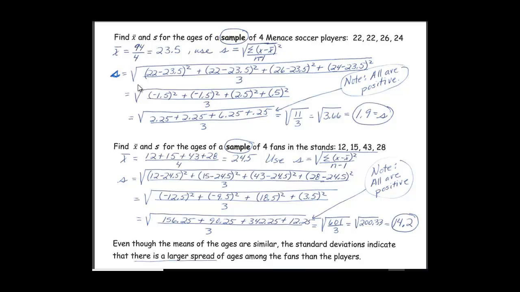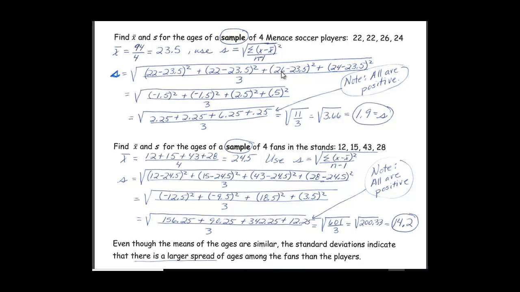So I'm writing down my square root sign. Now I need to calculate the differences of each of these data values, how far they vary from the actual mean for this sample. So my first data value is 22 minus 23.5. Whatever that comes out to be, I'm going to square it. My second data value is also 22. So 22 minus 23.5 squared again.